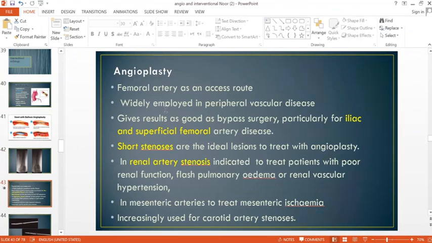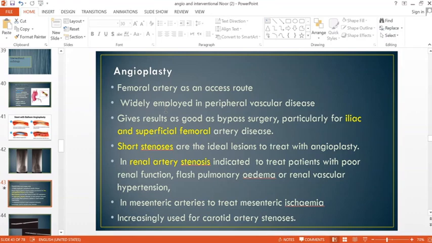Angioplasty: the femoral artery is the access route. It is widely employed in peripheral vascular disease. It can give results as good as bypass surgery, particularly for iliac and superficial femoral artery disease. The ideal lesions for treatment by angioplasty are short stenoses, rather than long segment stenoses or occlusions. So short stenoses are the ideal lesions to be treated by angioplasty.